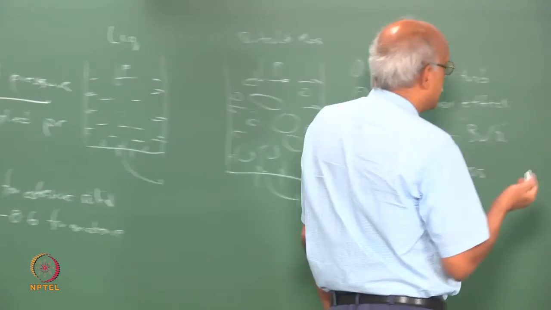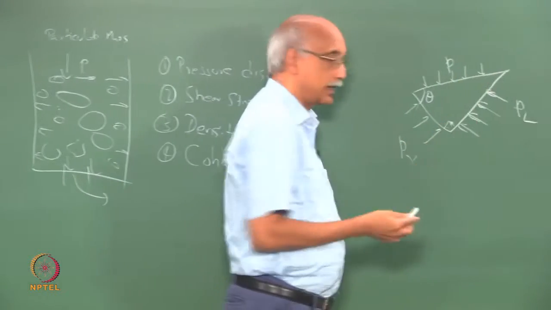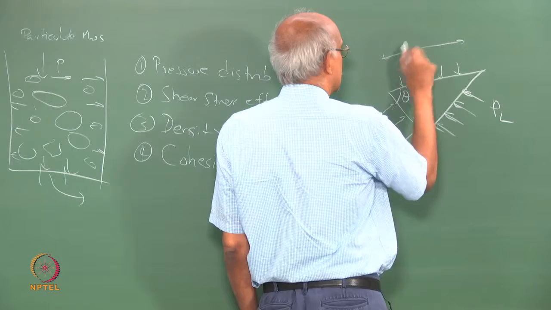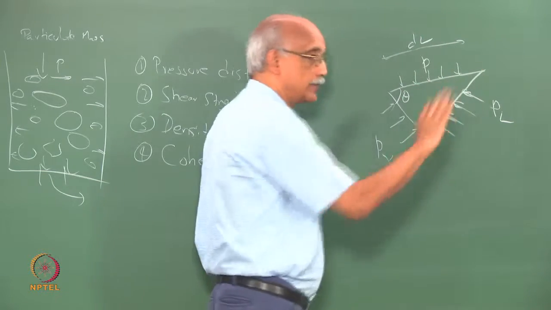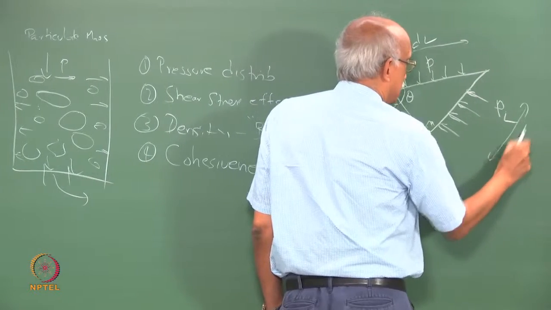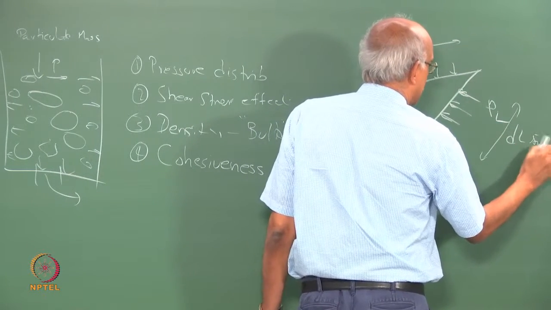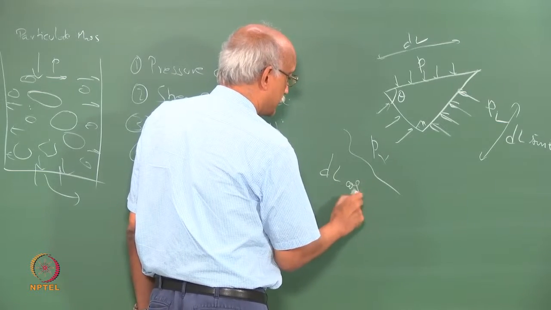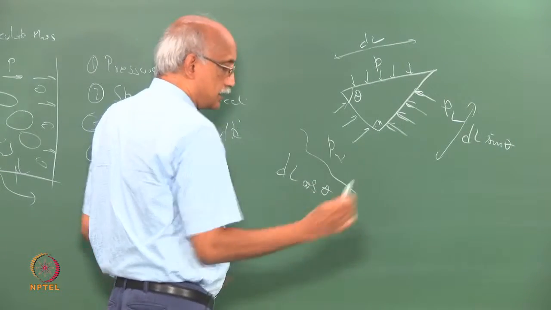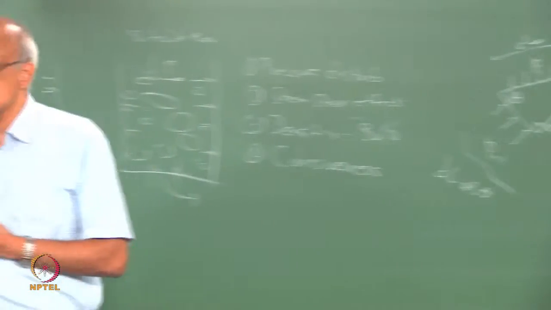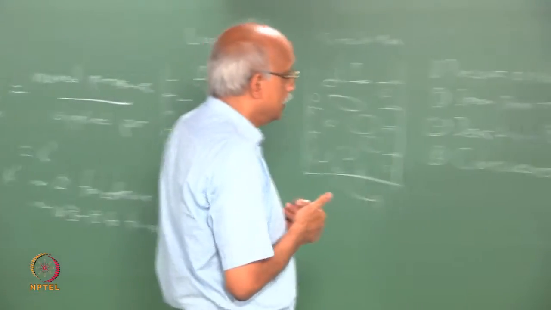So, how do you, let us take a cross section, it is a right angled triangle of length, let us say that this length is some dl, that is the hypotenuse. So, this length will be dl sin theta and this length will be dl cos theta, and let us say that the breadth is b. So, b times dl gives you the area.